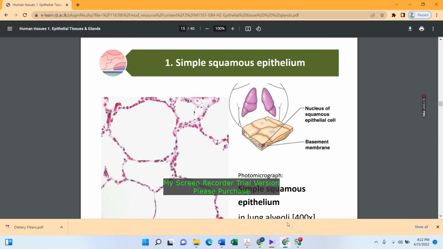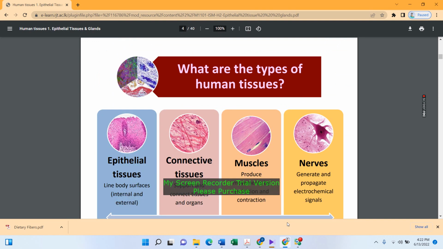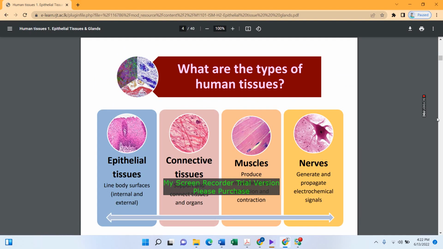Hello everyone, today we are going to discuss epithelial tissues. So what are epithelial tissues? They are the tissues that lie on body surfaces and internal organs, we call them epithelial tissues.